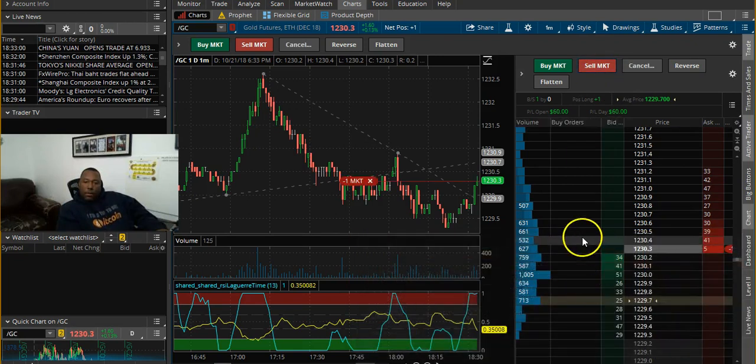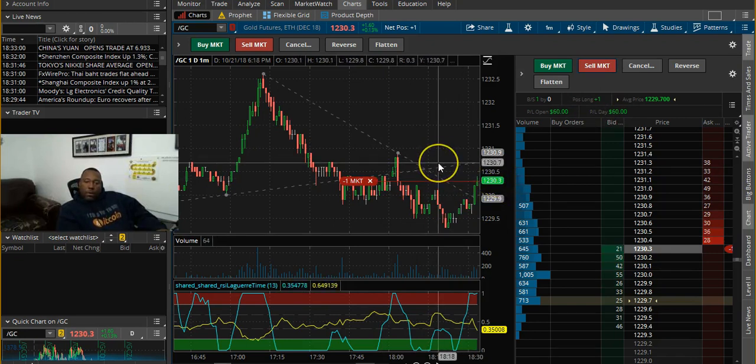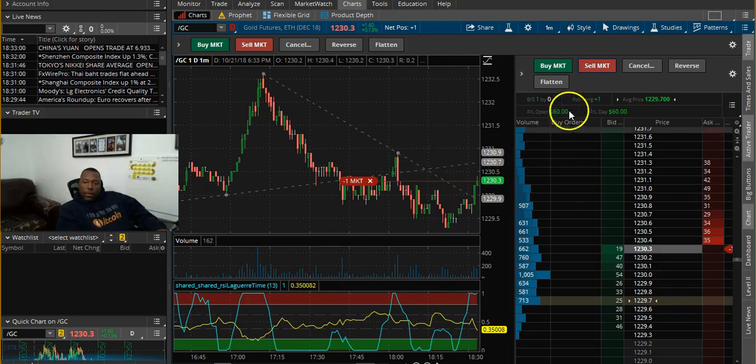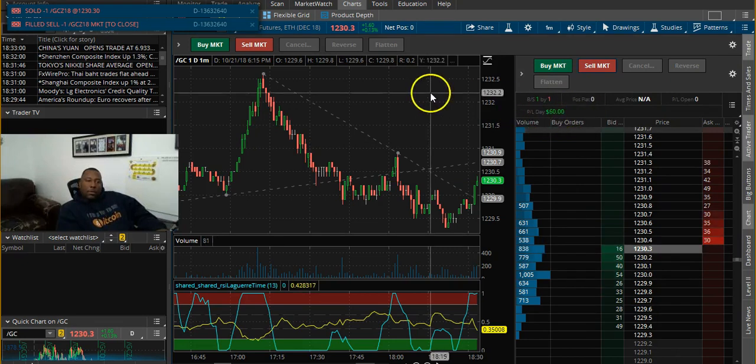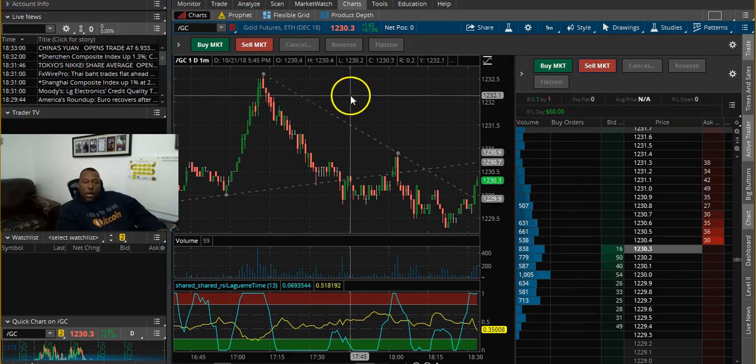Sell market. So I got the sell order in at 1230.3. When it fills, there you go, the filled order. So it was that quick.